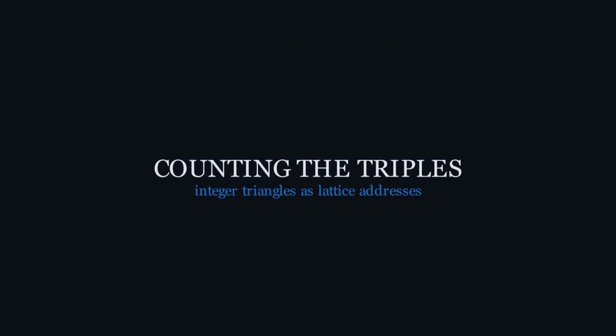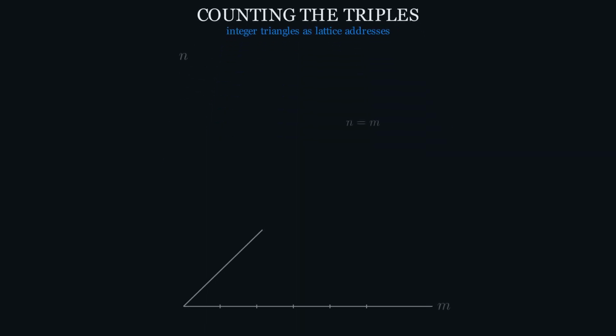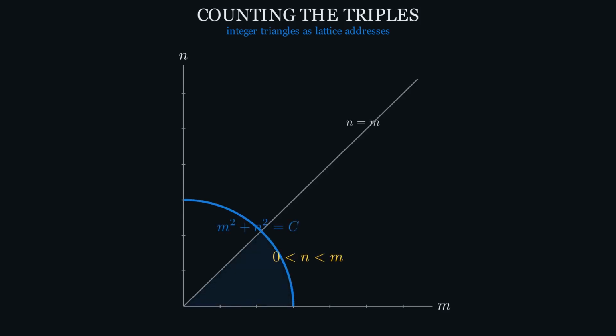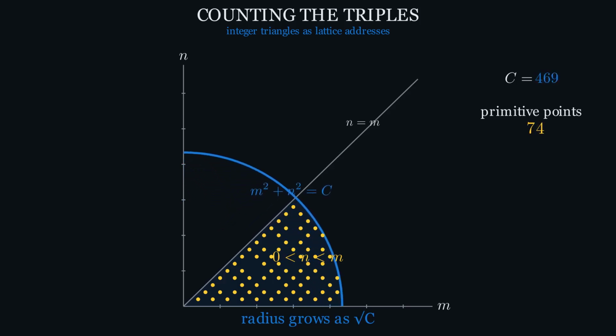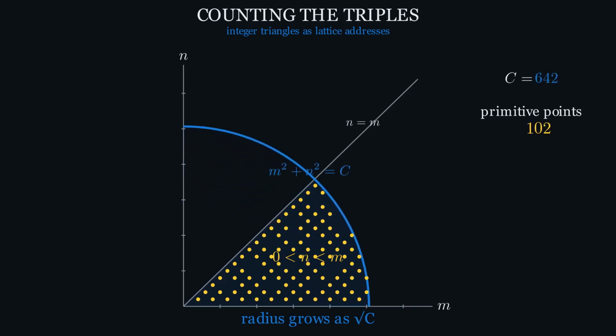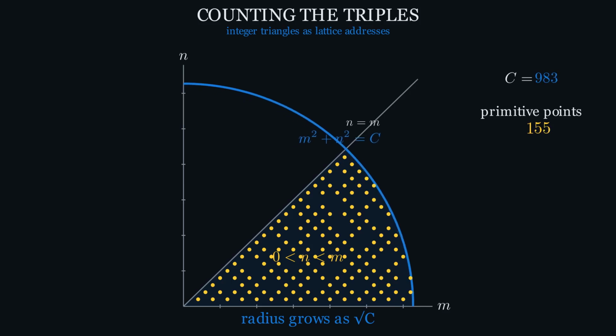Once triples are lattice addresses, we can estimate how many fit below a size limit. A triple's hypotenuse is m squared plus n squared. So asking for hypotenuse at most c means asking for valid parameter points inside a quarter circle of radius square root of c, restricted below the diagonal. The area of that wedge grows proportionally to c. Then we keep only coprime points of opposite parity, which removes a fixed fraction in the long run.